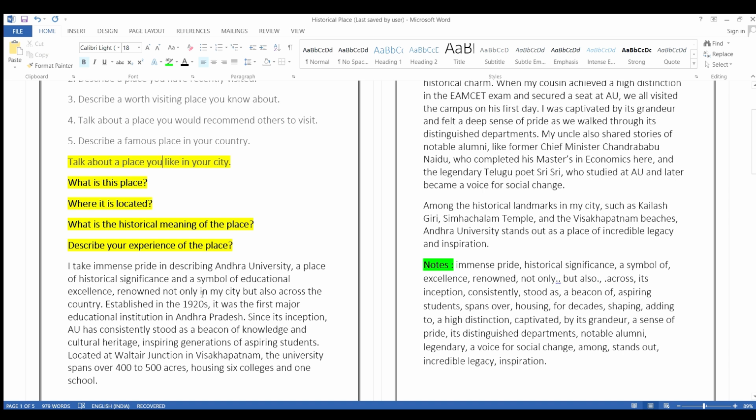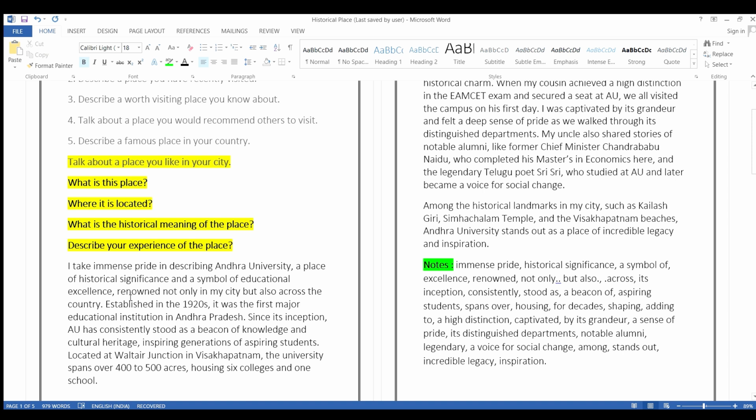We continue the answer with a conjunction and a symbol of. Again, learn a word which is a symbol of. Educational excellence. Excellence is the other word for being excellent, being outstanding.